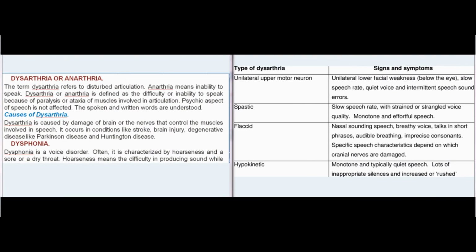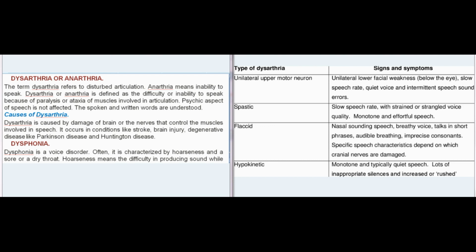Dysarthria or anarthria. The term dysarthria refers to disturbed articulation. Anarthria means inability to speak. Dysarthria or anarthria is defined as the difficulty or inability to speak because of paralysis or ataxia of muscles involved in articulation. Psychic aspect of speech is not affected. The spoken and written words are understood. Causes of dysarthria. Dysarthria is caused by damage of brain or the nerves that control the muscles involved in speech. It occurs in conditions like stroke, brain injury, degenerative disease like Parkinson's disease and Huntington disease.